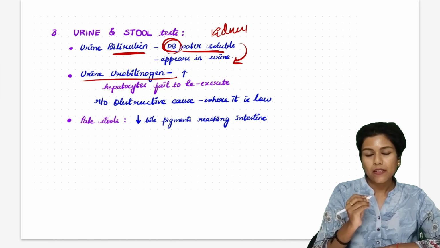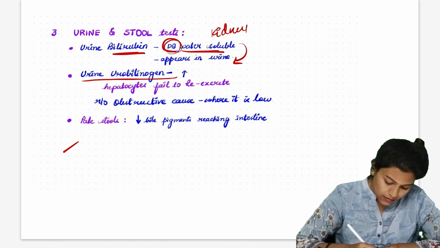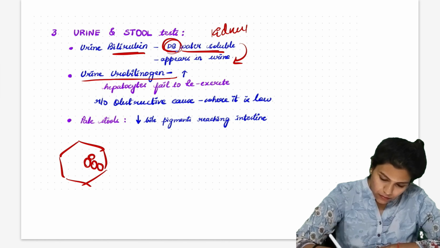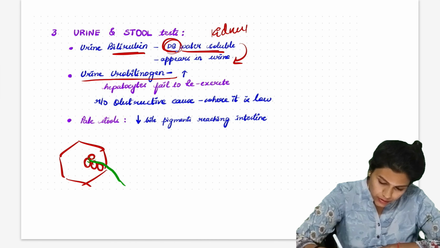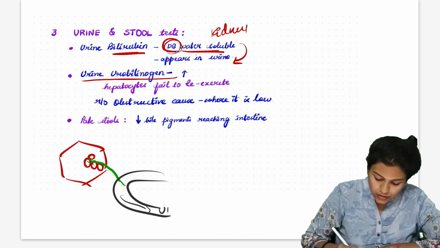whatever little conjugation happens, even though it is able to excrete into the intestine, a little. For example, this is the hepatocyte globule. These are the hepatocytes. Whatever the bile, direct bilirubin formed, they are excreted into the bile and they go into this intestine, a little, and they form urobilinogen here.